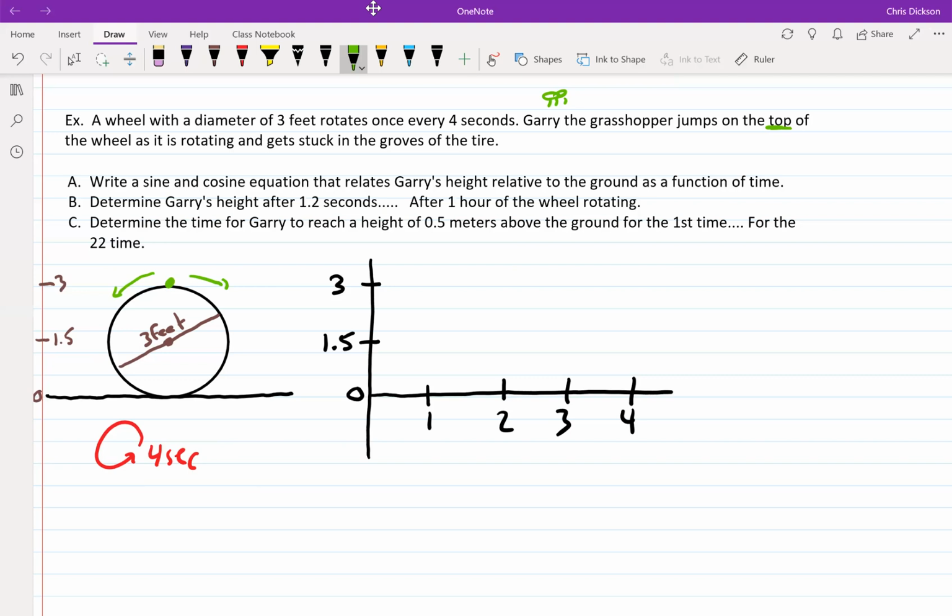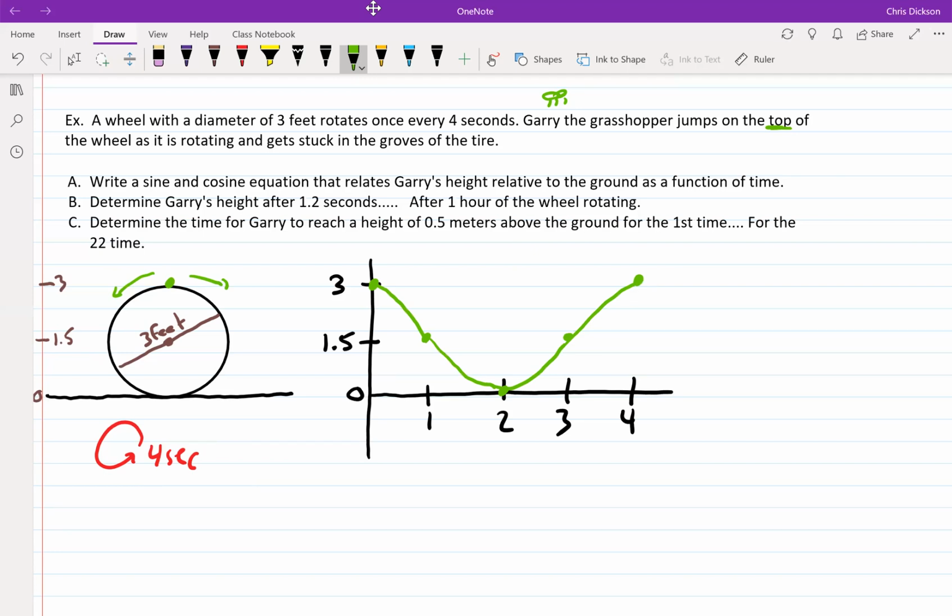So what do I know? Well, I know Gary starts at 3 feet above the ground, and then after 4 seconds should be back at 3 feet above the ground. And of course, after 2 seconds, he'd be at the bottom. And then at 1 second, 1.5, and at 3 seconds, 1.5 also. So the shape of the curve would look something like that, okay?